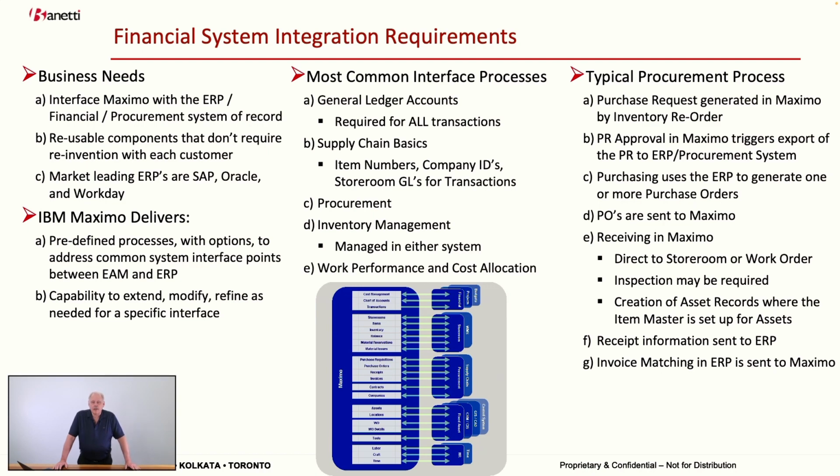So we integrate with the general ledger so we can do transactions. We do item numbers, company IDs, storerooms for the GL transactions. We interface on the procurement line. We interface the inventory management. At times, the inventory is actually managed in an external system, not in Maximo. We can actually support that. And then the work performance and cost allocation.